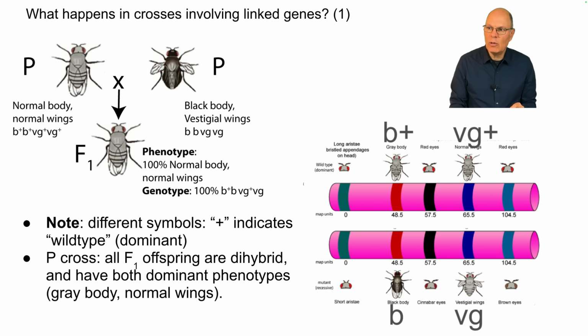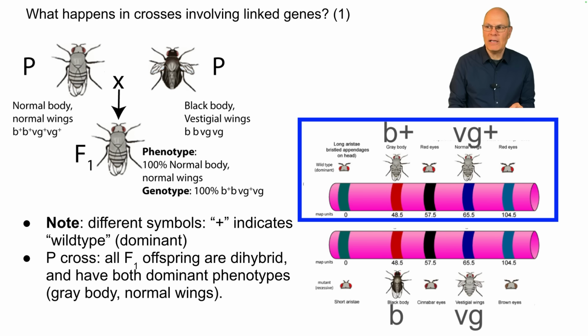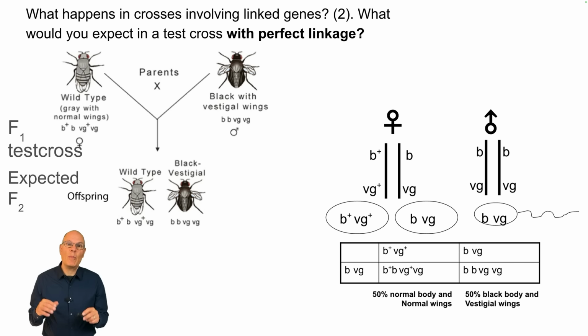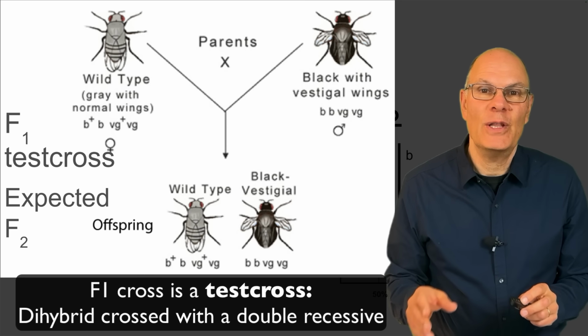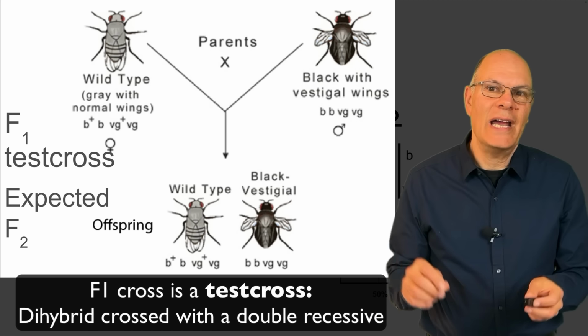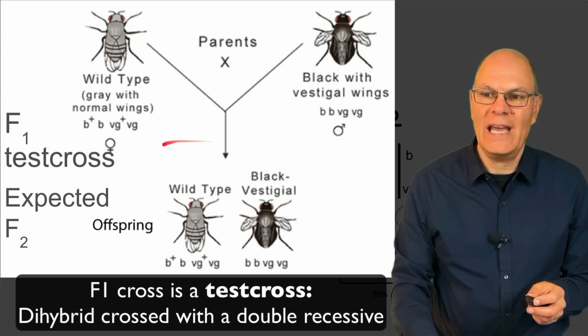Now over here, what we're doing is we're representing this chromosomally. B plus, VG plus, and B VG. Notice that B plus and VG plus are on the same chromosome, and B VG are on the same chromosome too. These genes are linked. What if they were perfectly linked and they never separated? What would you expect to happen? The method here is a little bit different than the method in a Mendelian cross. We're not doing a dihybrid cross, we're doing what's called a test cross.